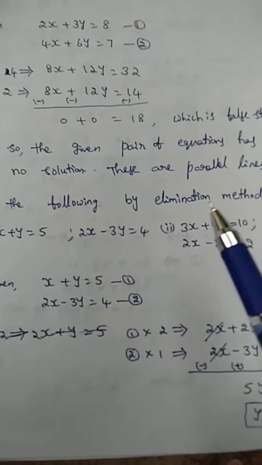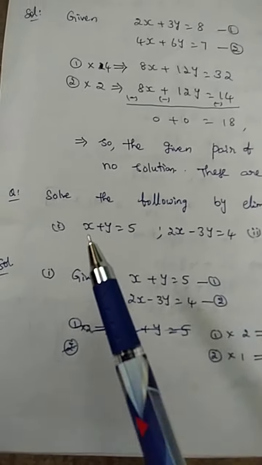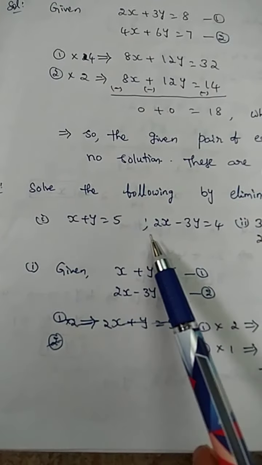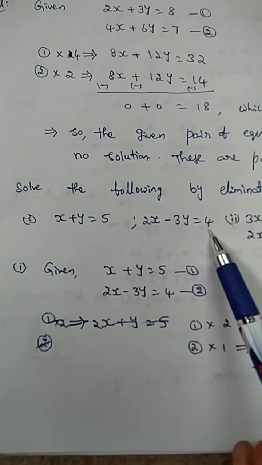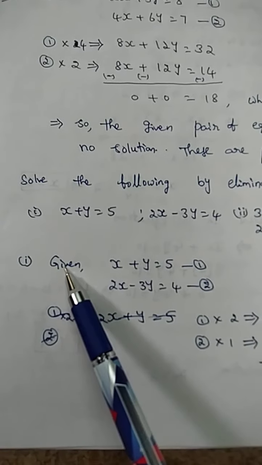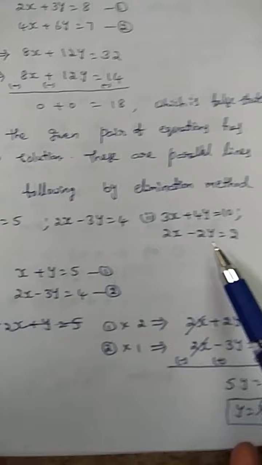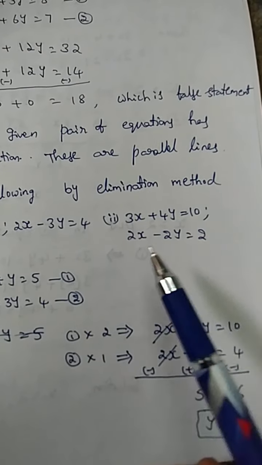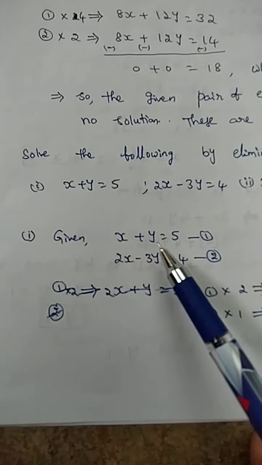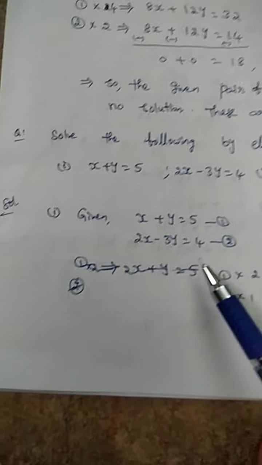Question: solve the following by the elimination method. x plus y is equal to 5, 2x minus 3y is equal to 4. Given x plus y, the second question: 3x plus 4y is equal to 10, 2x minus 2y is equal to 2. Now we'll solve the first equation. Given x plus y is equal to 5, 2x minus 3y is equal to 4.